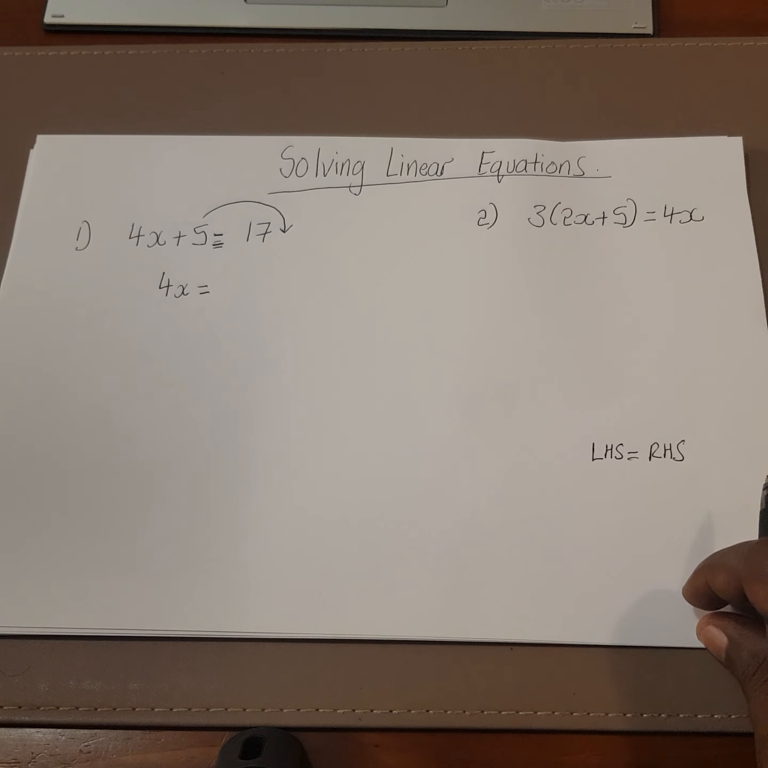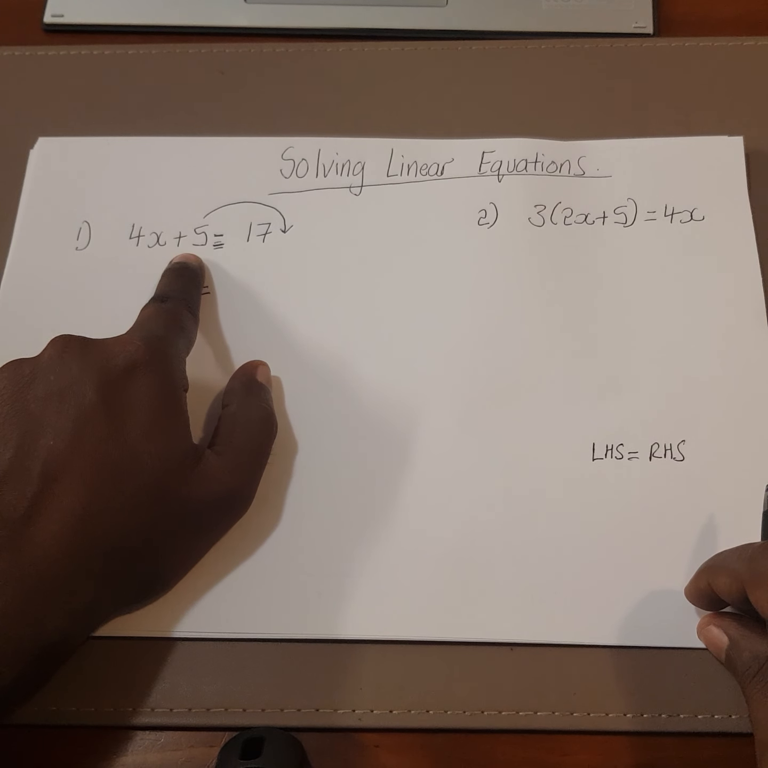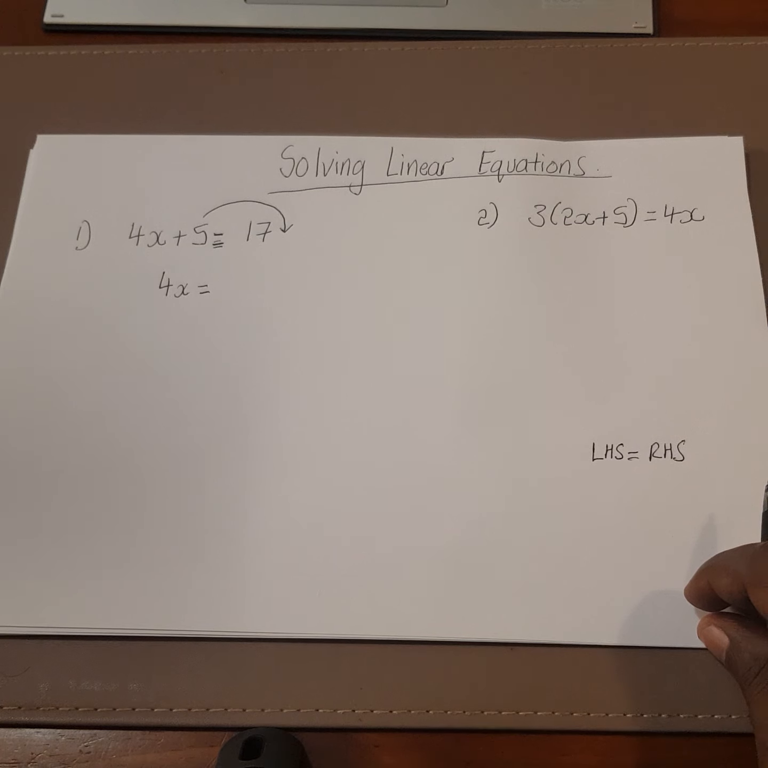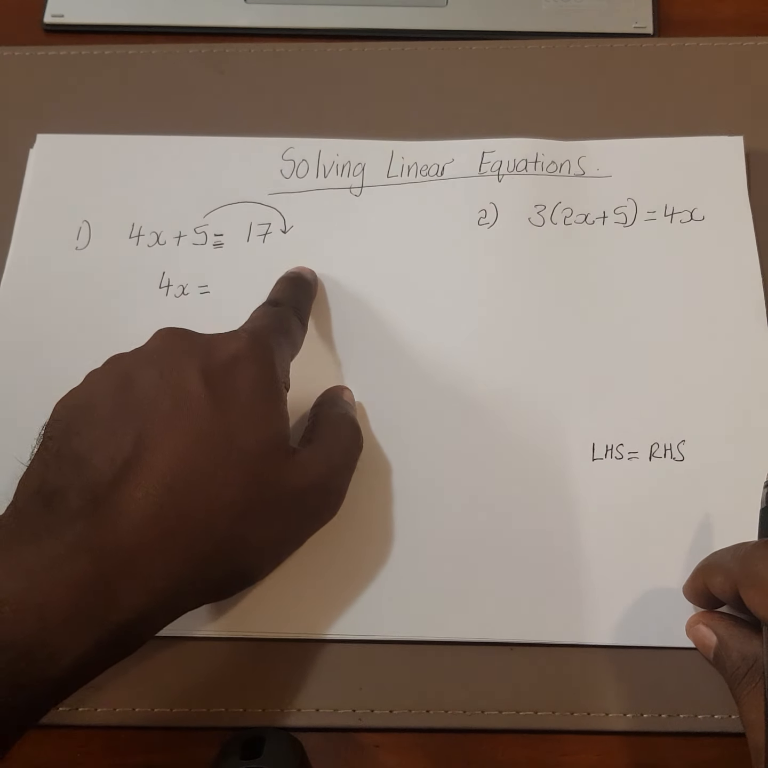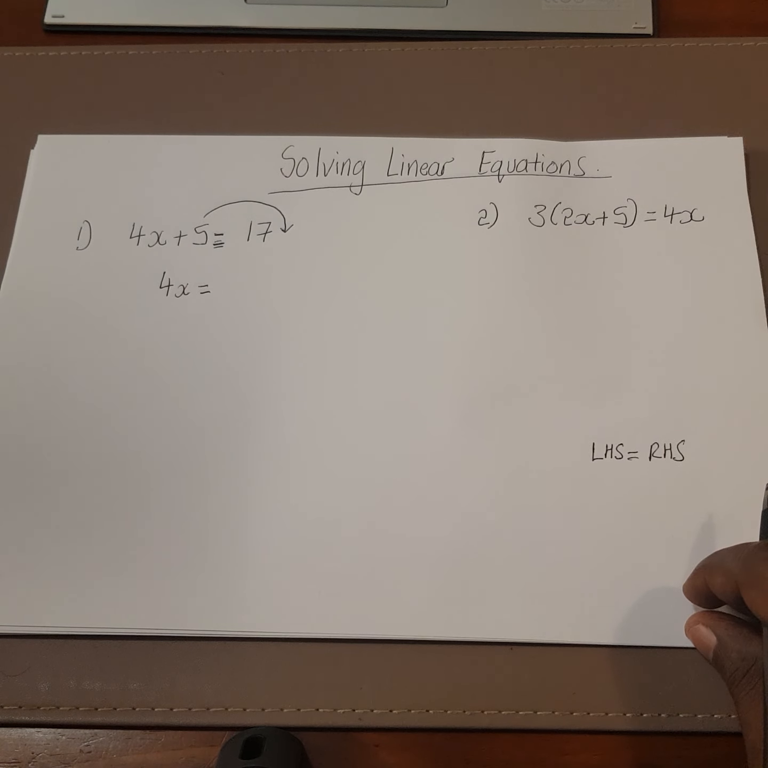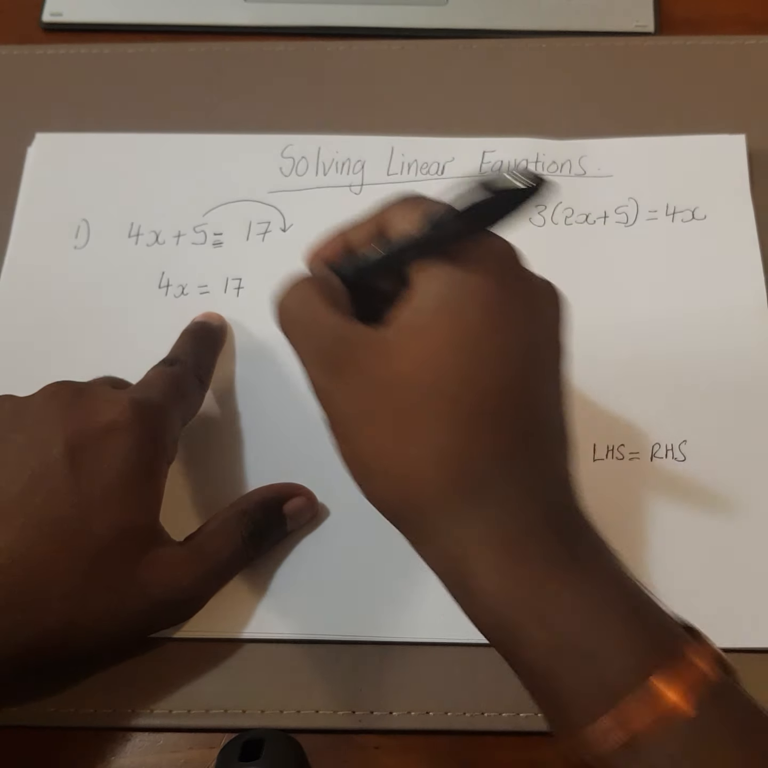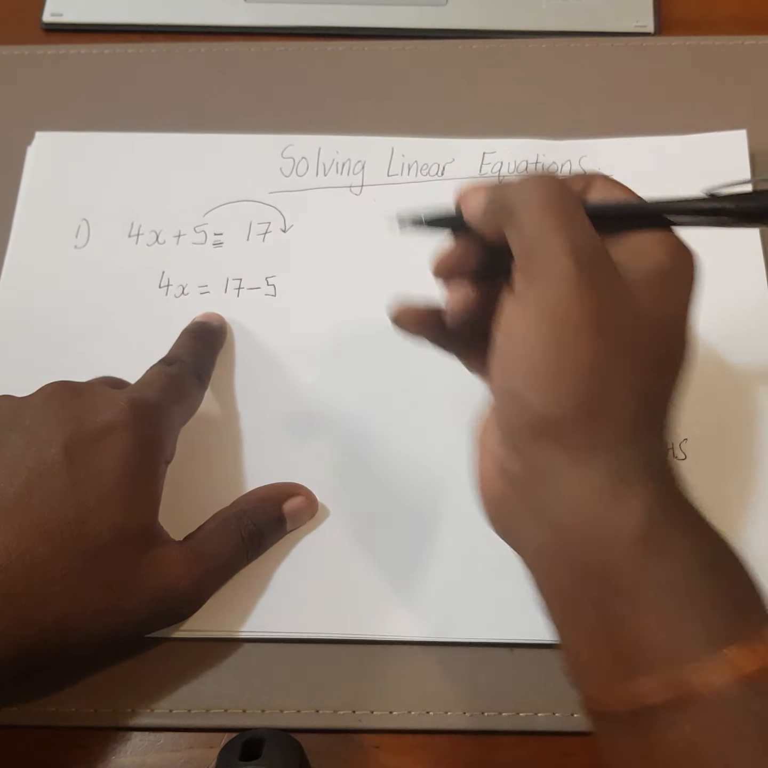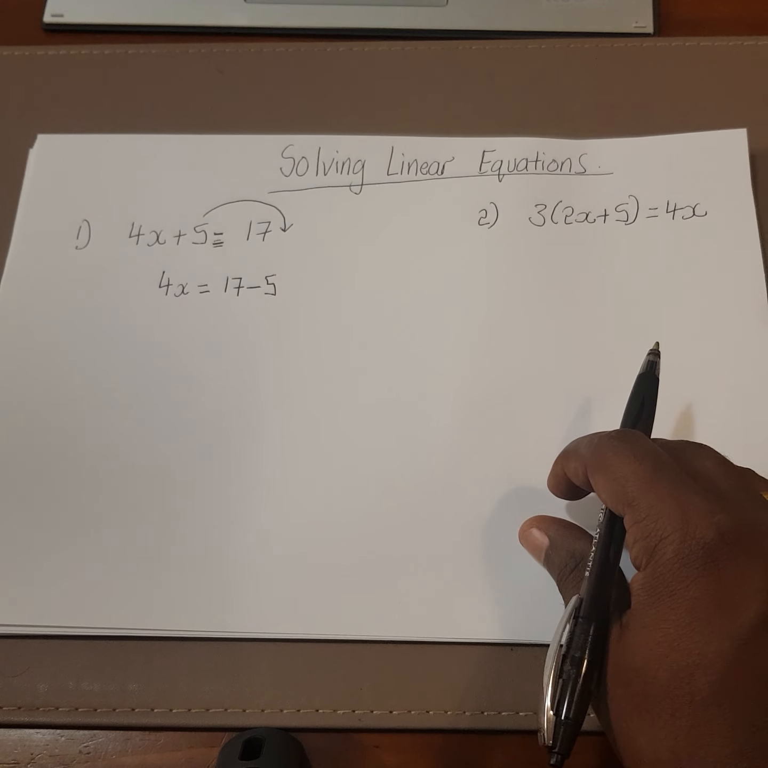Now, one trick you've got to remember is that when a number or even a letter goes over the equal sign, the sign will change. What we've got here is positive 5. When it moves over the equal sign, it now becomes negative 5. Always remember the trick: when you put a number or a letter over an equal sign, from here to there or from there to here, the sign will change. So that becomes 17, because you've kept that there, and that becomes negative 5.